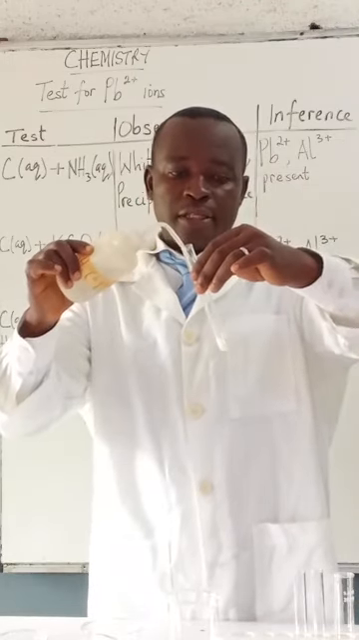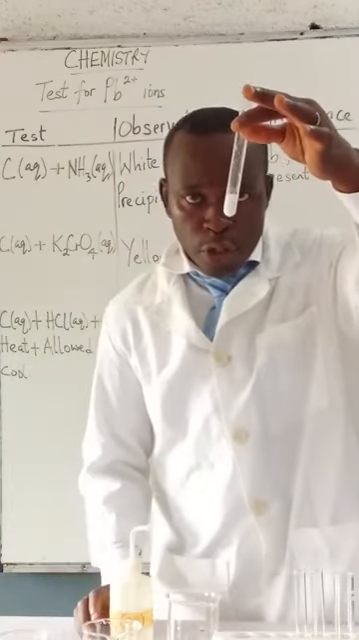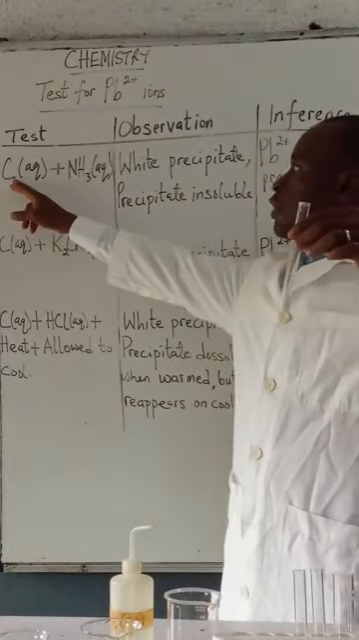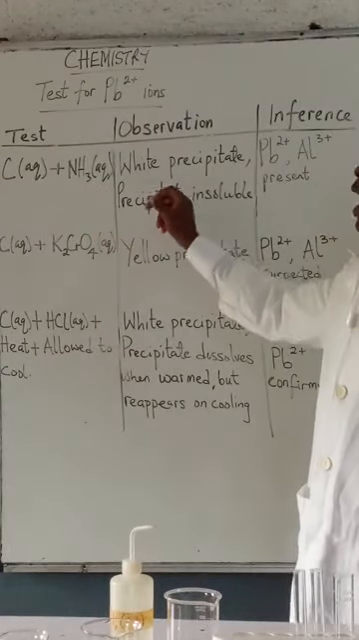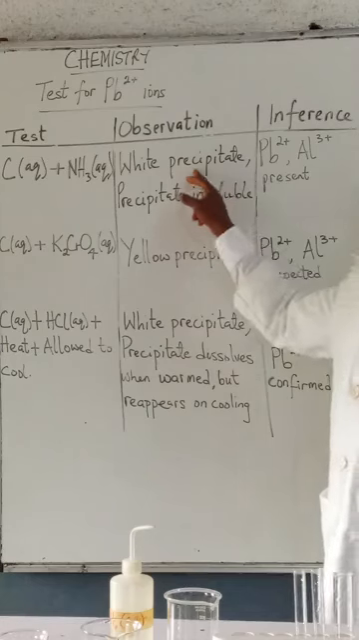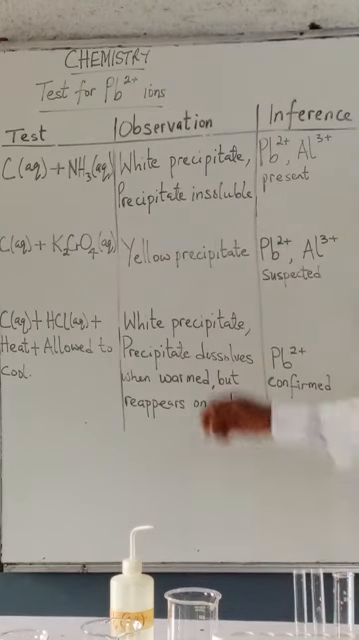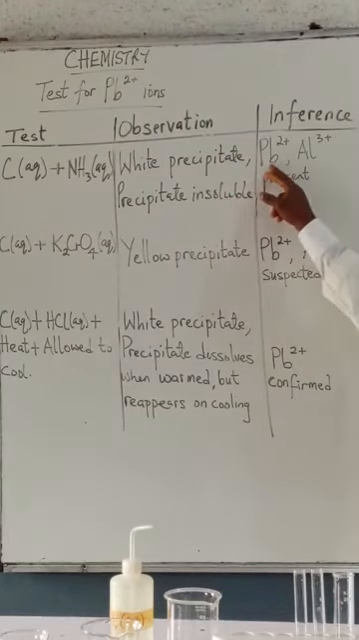When I add in excess, is it going to dissolve? No, the precipitate remains there. So I'm going to report that C plus aqueous ammonia, I have white precipitate. And then the precipitate is insoluble. If the precipitate is insoluble, I'm going to suspect lead-2 ions. I will also suspect aluminium ions.